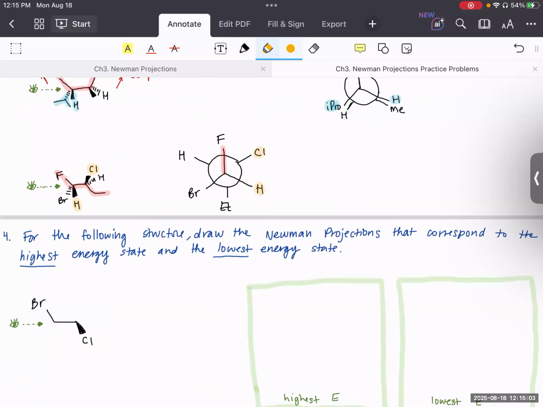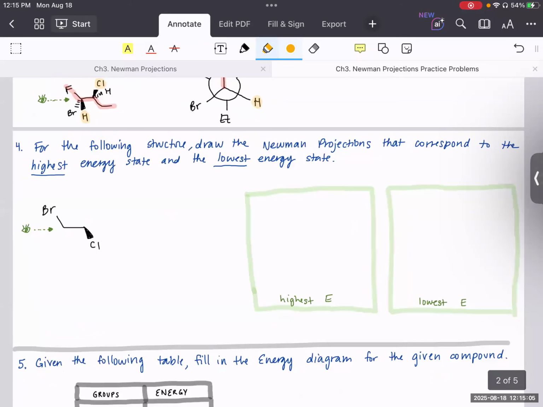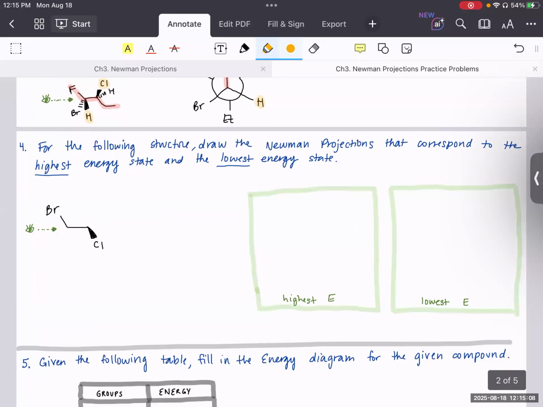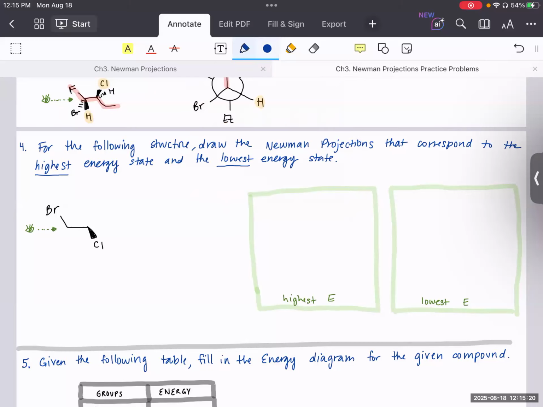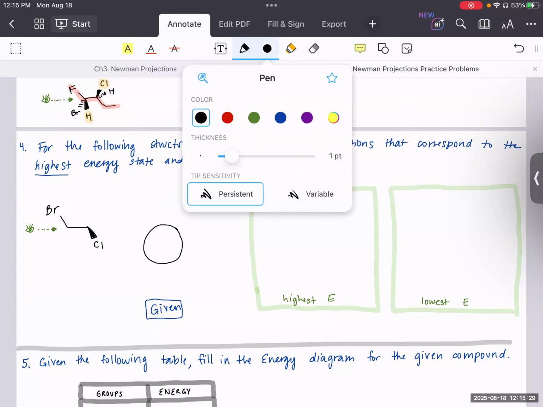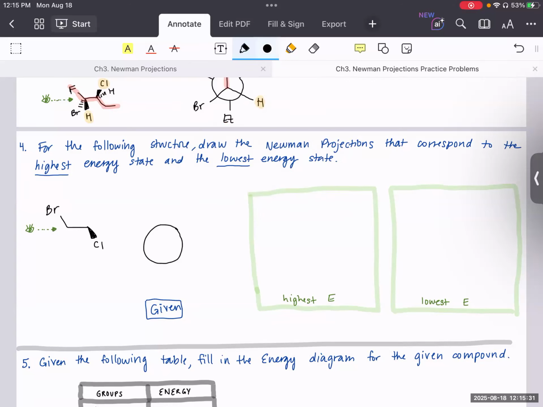All right, so this next one, given a skeletal structure, we want to draw the highest energy state and the lowest energy state. And so let's start off by first drawing the Newman projection of the given structure. So this is going to be the given, and then we'll rotate it to give us the highest and the lowest energy. So here, let's start off with that empty circle, and then also fill in those hydrogens that are missing.